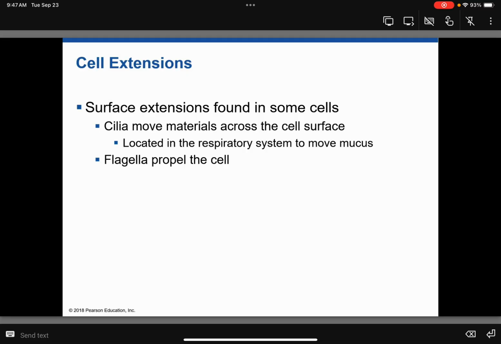We can also have cells that have a flagellum, which helps to propel the cell. The only one that is found in the human body is for the sperm cell. So it helps the sperm cell swim to the egg where it can fertilize it.